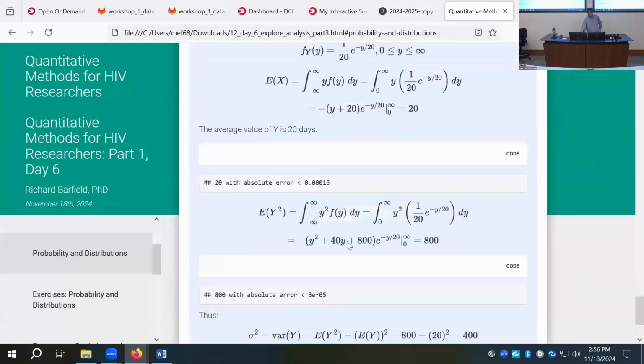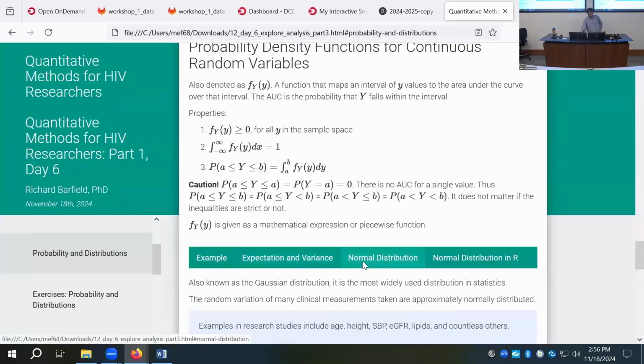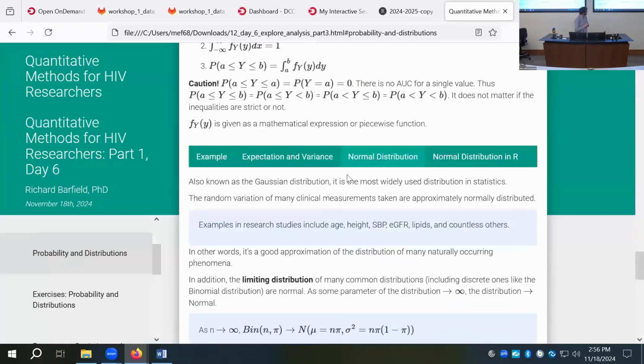So let's go to the normal distribution. This is often also known as the Gaussian distribution, the most widely used. People often assume that things are approximately normal, like age, height, blood pressure, GFR, lipids, and various others. It's basically a good approximation of what is happening naturally.